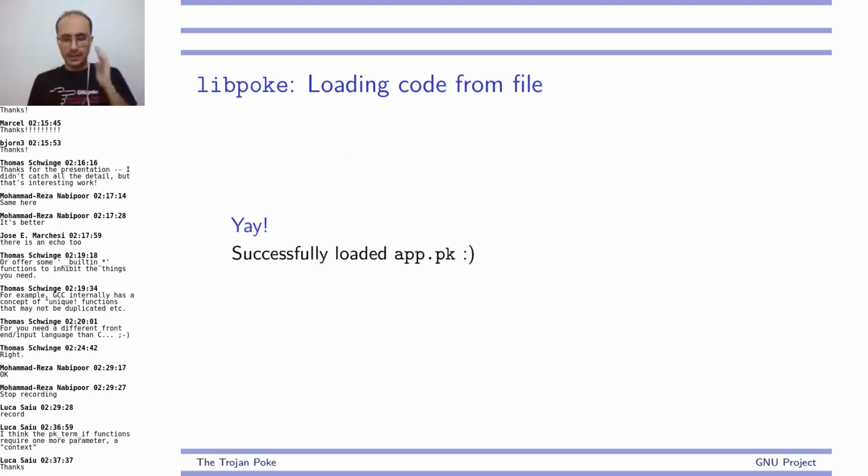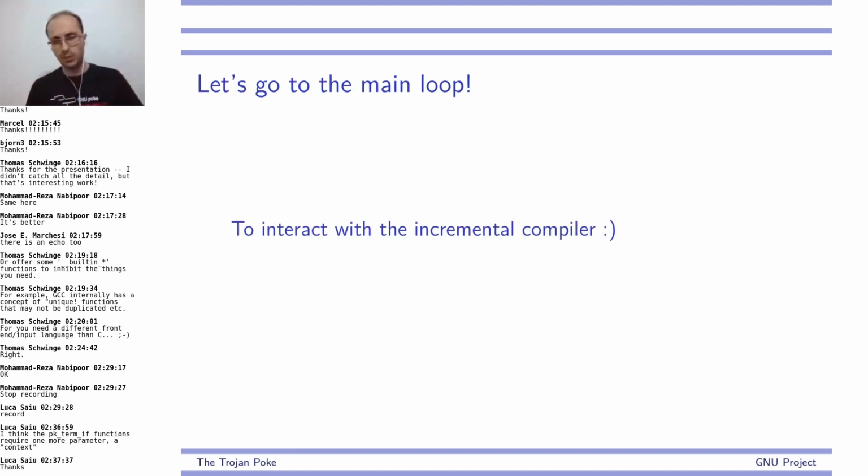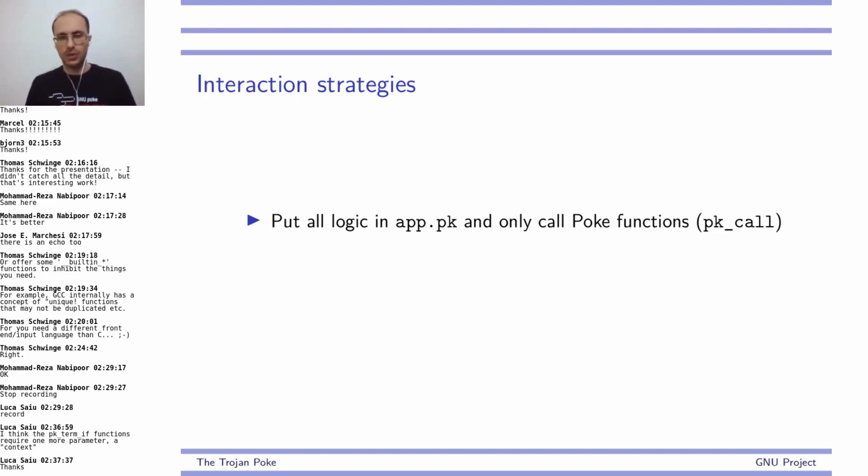So at this point, we have successfully loaded app.pk, which is very great. So this was the initialization part. Every program we can imagine as an initialization phase and an execution or main loop phase, where we do the real stuff. So until this point, it was initialization. We now already have all the stuff I want. Now we want to interact with the incremental compiler to actually do something useful and use libpoke.